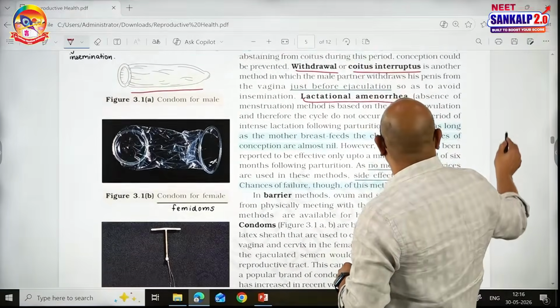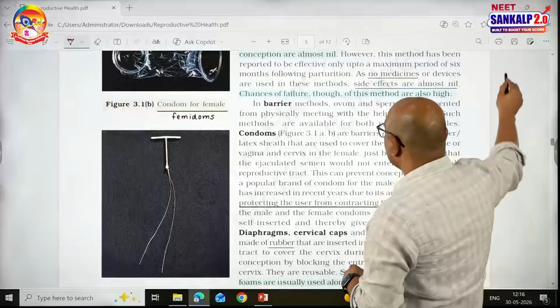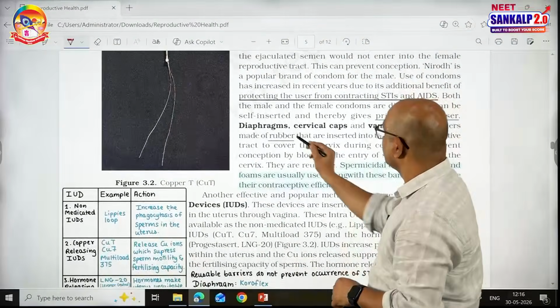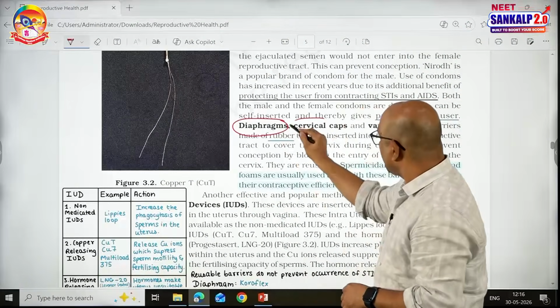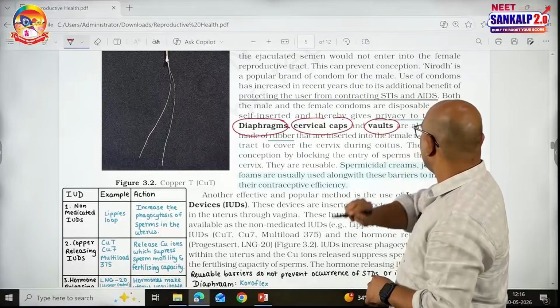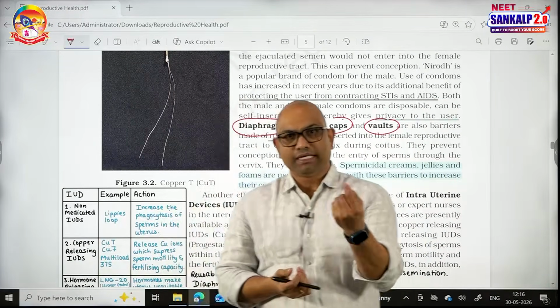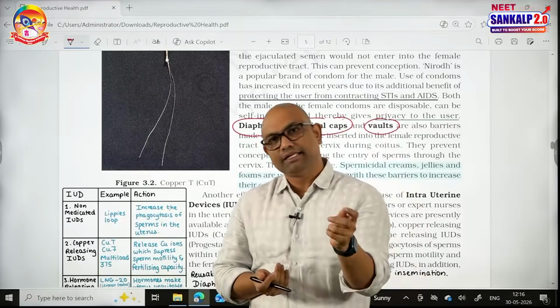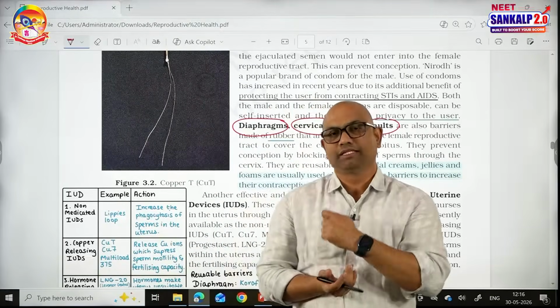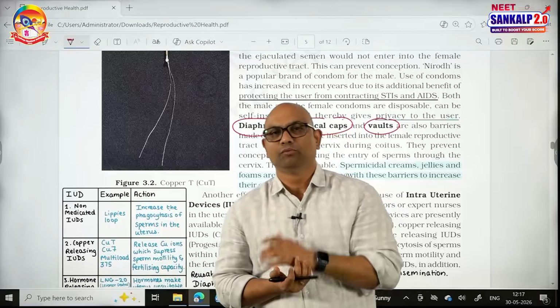Reusable barriers. So what are reusable barriers? Diaphragms, cervical caps, and vaults are the reusable barriers. At the time of coitus they can use it, after the coitus they can wash it, and again they can use it for the next coitus. Hence they are said to be the reusable barriers.